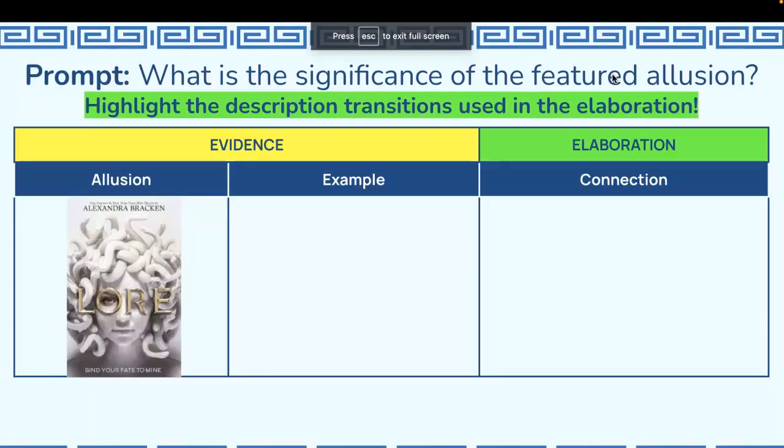We're going to try another one together, and eventually you're going to have to do one of these examples where you write the evidence and elaboration on your own. So I really hope you're listening as I'm doing the explanation to help you. So what's the significance of the featured allusion?